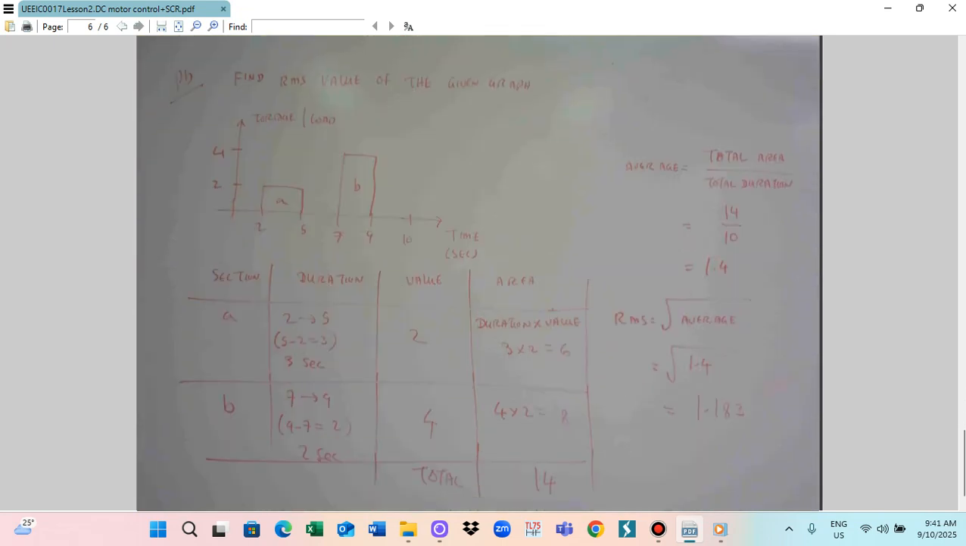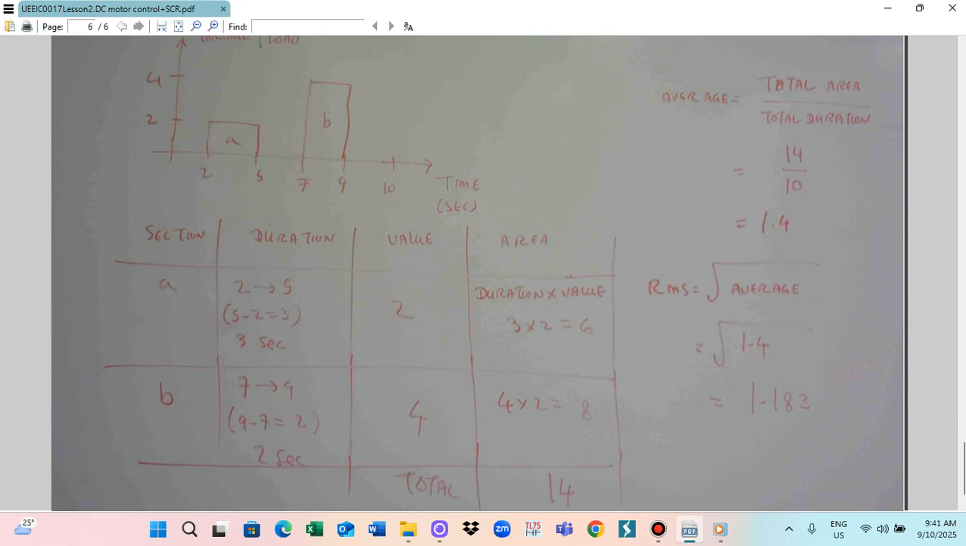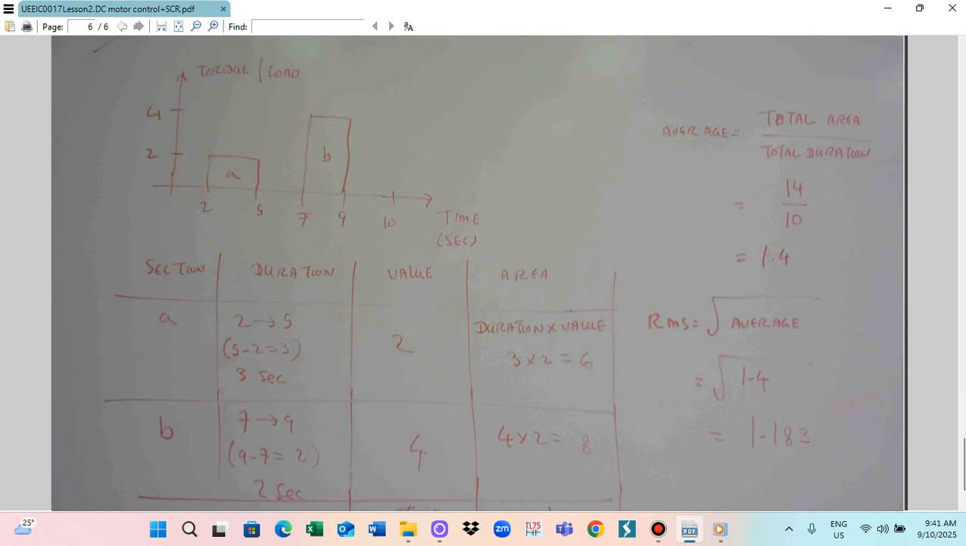We have to calculate the RMS value of this waveform. So this is the A portion and B portion. So we have to use the graph and the table. So this is the section, this is the duration, and the value, and area. So we can utilize this table.